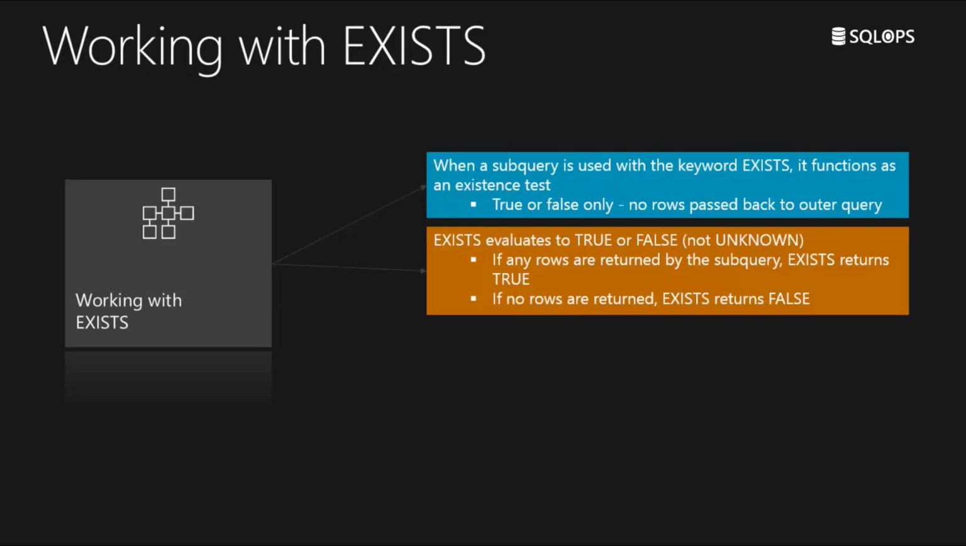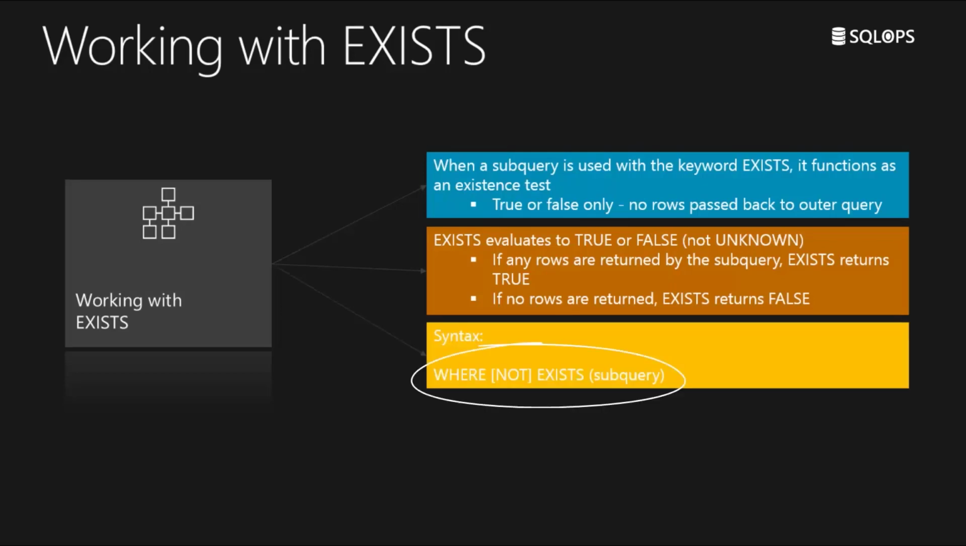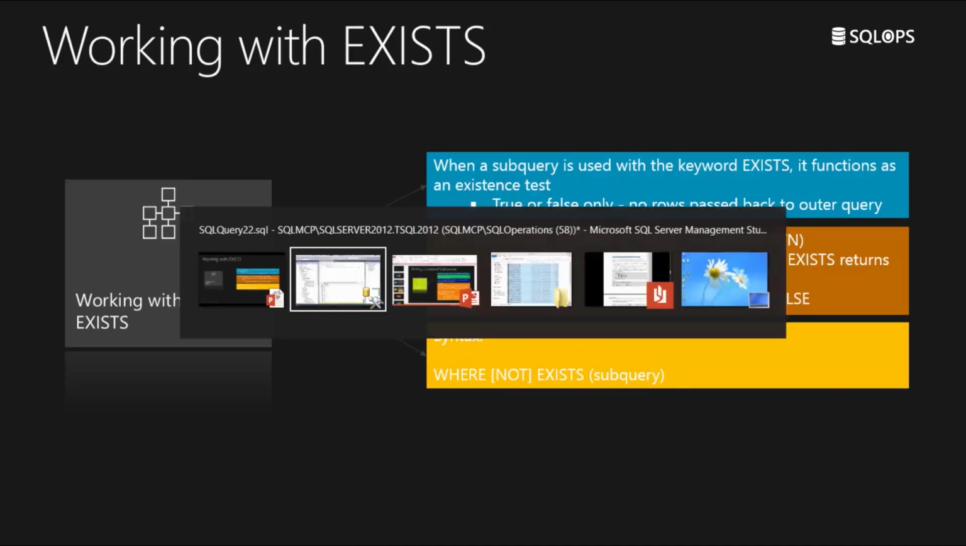results. Conceptually, an exists predicate is equivalent to retrieving the results, counting the rows returned, and comparing the count to 0. So if there are any rows that are returned by the subquery, exists returns a true, and if there are no rows returned, exists returns a false. And this is the syntax of the exists predicate. Now let's see some examples where the exists predicate is useful.